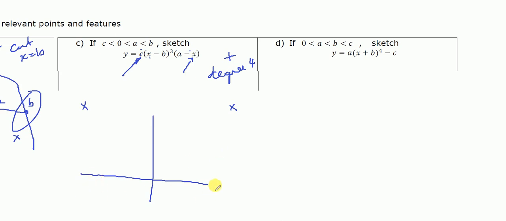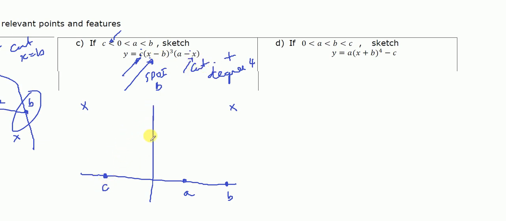So I might label my C's, A's and B's. I'm going to put C over here, negative, because I know C is negative. I'm going to put A here, I'm going to put B here. I could have put them in different levels of degrees away, but A had to be smaller than B and C had to be smaller than 0. So I know I've got a stationary point of inflection at x equals B because it's to the power of 3, and I've got a cut at A.